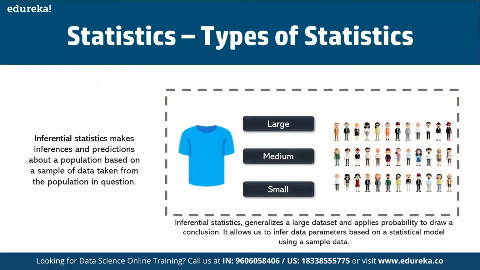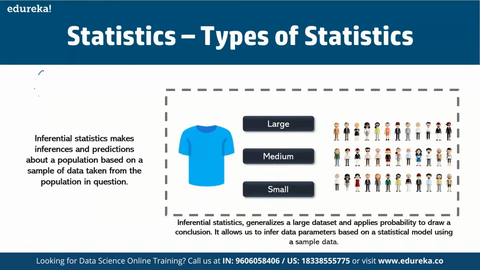So what is the next one? Inferential statistics. Inferential statistics is what we will be using mostly in data science, because we will not have the entire population of data. So this is your population, and you're going to get only a sample. So you're going to work with multiple sample data sets. Here, inference means: can I infer something about this population using this particular sample?